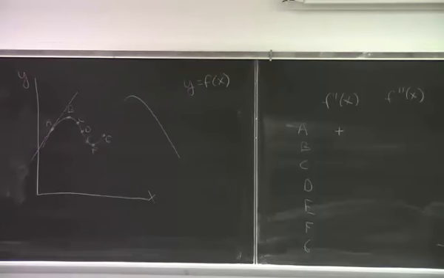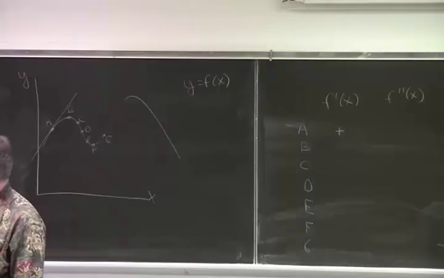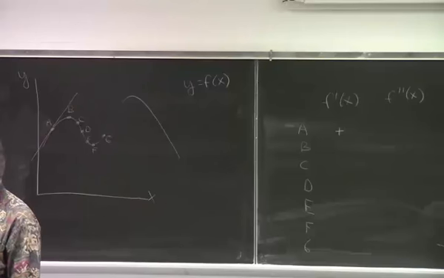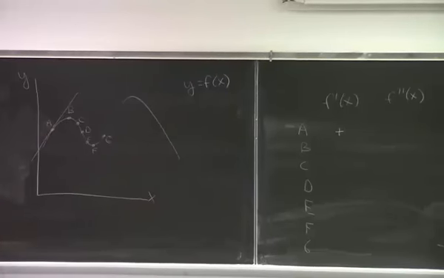The second derivative is the rate of change of the first derivative at a point. So a positive second derivative means the rate of change of the first derivative is positive. It means it's getting bigger, doesn't it? As x gets bigger, the first derivative gets bigger. Is that true in this case, though? What is happening to the first derivative at point A? Is it getting bigger or smaller?